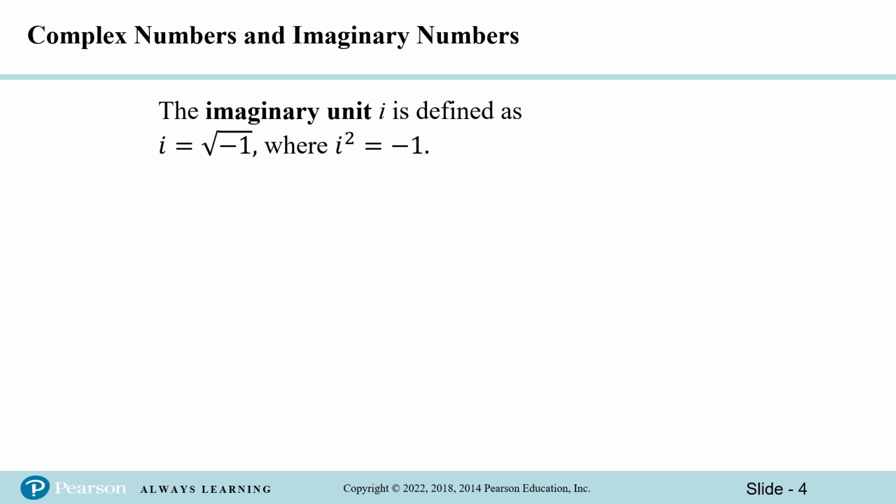This is a definition. I have had students in the past ask me, well, why is i equal to the square root of -1? With definitions, there is no why. It just is. Somebody said this is the way it's going to be, and everybody else has to follow along. So i is equal to the square root of -1.